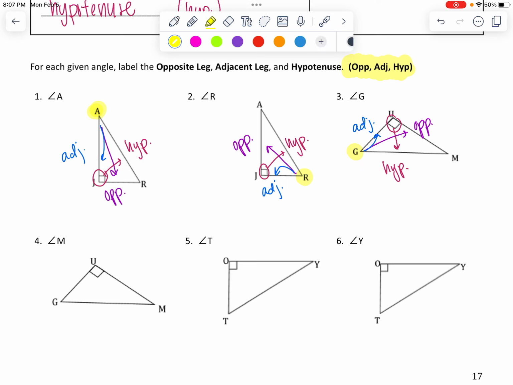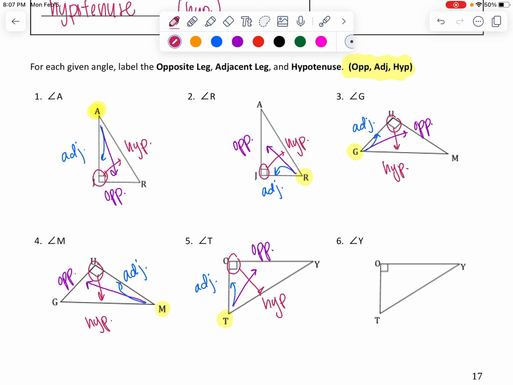All right, for number 4, we're referring to angle M. Your opposite side is across from that angle. There's your opposite side. The adjacent side is the one that is not your hypotenuse, but is right next to that angle. There's your adjacent side. And then your hypotenuse is going to be across from your right angle. For number 5, we're looking at T. My opposite is across from the angle. So there's that opposite leg. The adjacent is the non-hypotenuse side that is right next to your angle. There you go. And then your hypotenuse is across from your right angle.